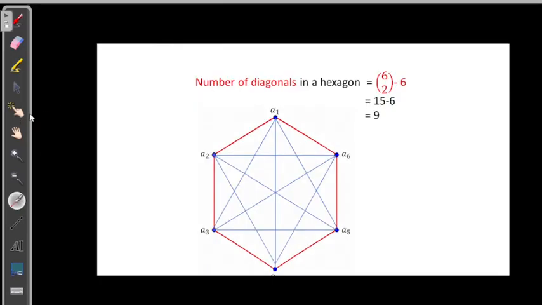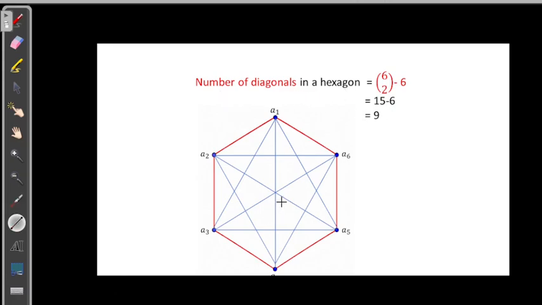Before we move ahead, we need to find the number of diagonals in a hexagon, which is 6C2 minus 6. 6C2 means the total number of lines formed by joining any 2 points, because selecting 2 points is equivalent to counting one line. Minus 6 means we subtract the adjacent sides which are counted in the process of 6C2. Then 6C2 is 15, minus 6 is 9. This means the total number of diagonals in a hexagon is 9.